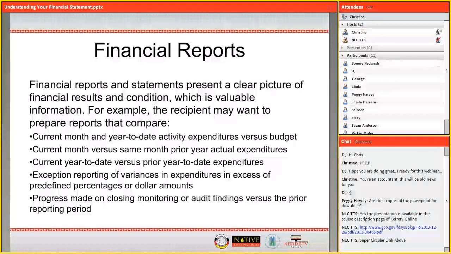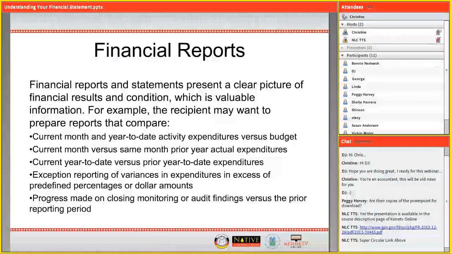the same month prior year, current year-to-date versus prior year-to-date, exception reporting of variances, as in if you spent 20% less in payroll for this year than you did last year, you need to look at that and find out what's the problem. Maybe a very good reason. Maybe that you had a lot of people leave and you just don't have that much payroll now. Could also be that you still have the same number of people working there and something just got miscoded, okay? So that's where that's helpful.